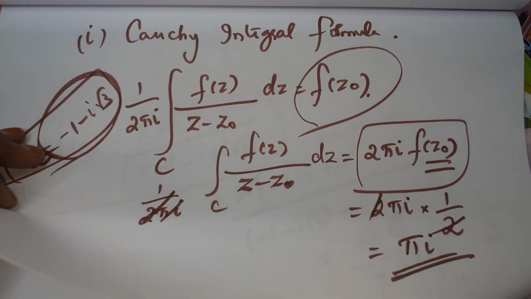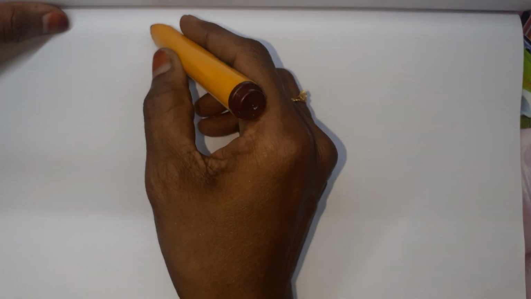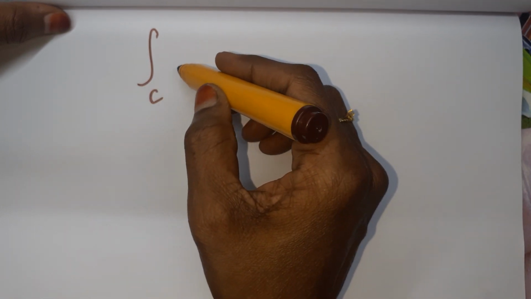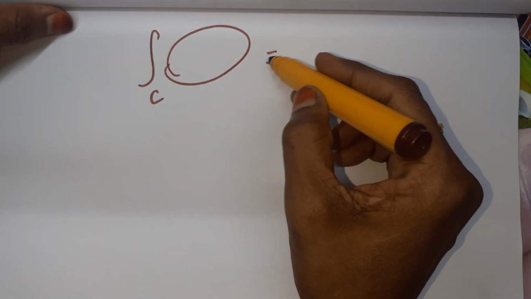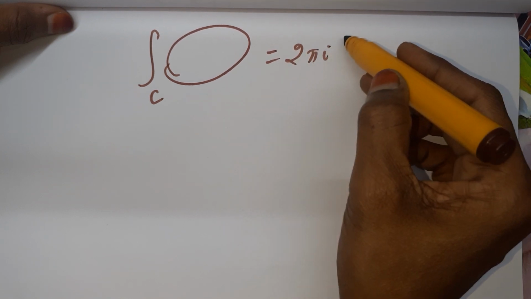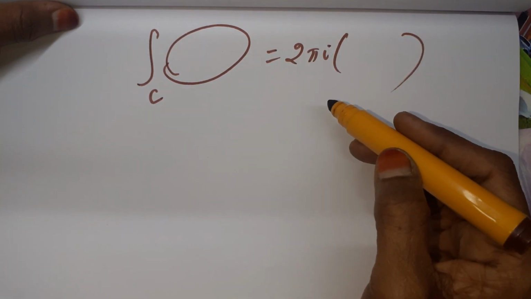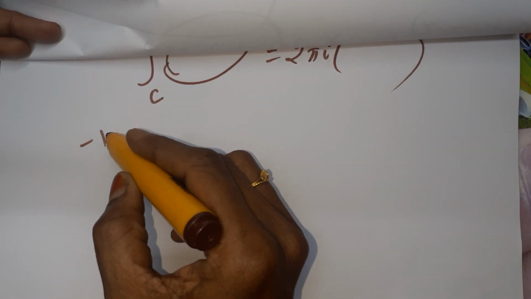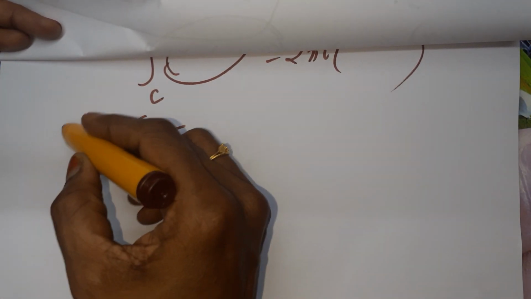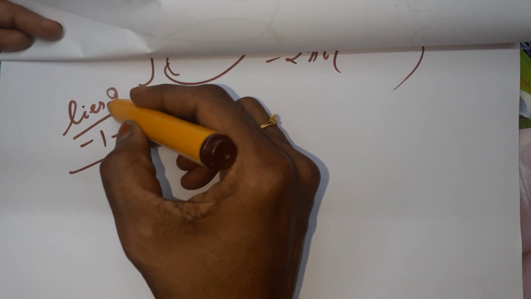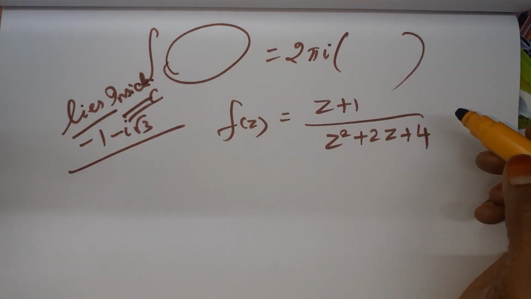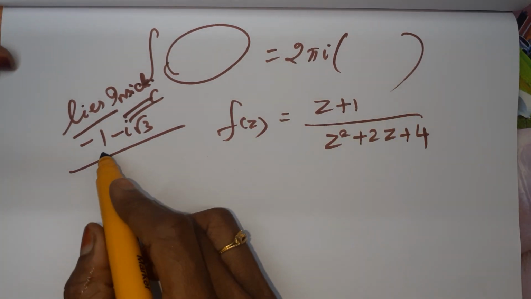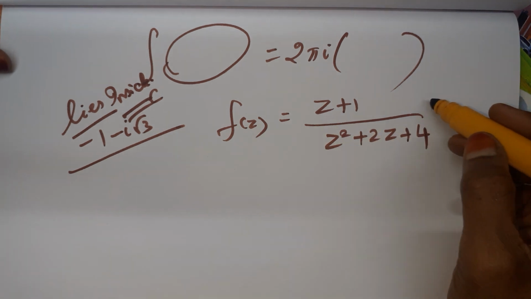The same problem we are going to work using the Cauchy residue theorem. Okay, what is the Cauchy residue theorem? The integral over C of the given function dz is equal to 2 pi i into the sum of the residues. But here we are going to calculate the residue only at this point, minus 1 minus i root 3, since this one lies inside. So this is the function given, and at this pole we are going to calculate the residue.